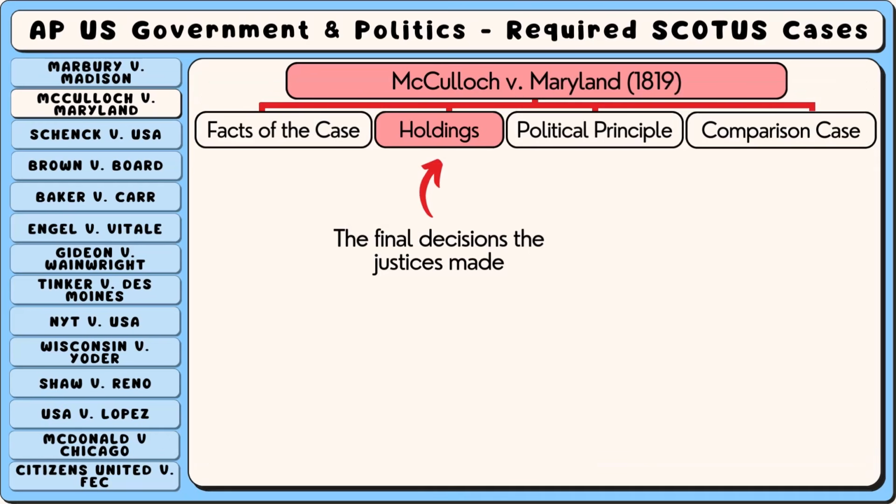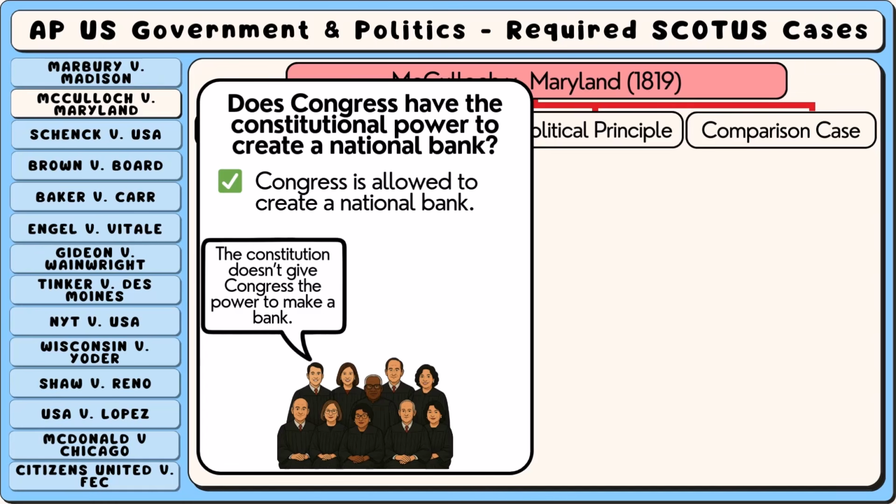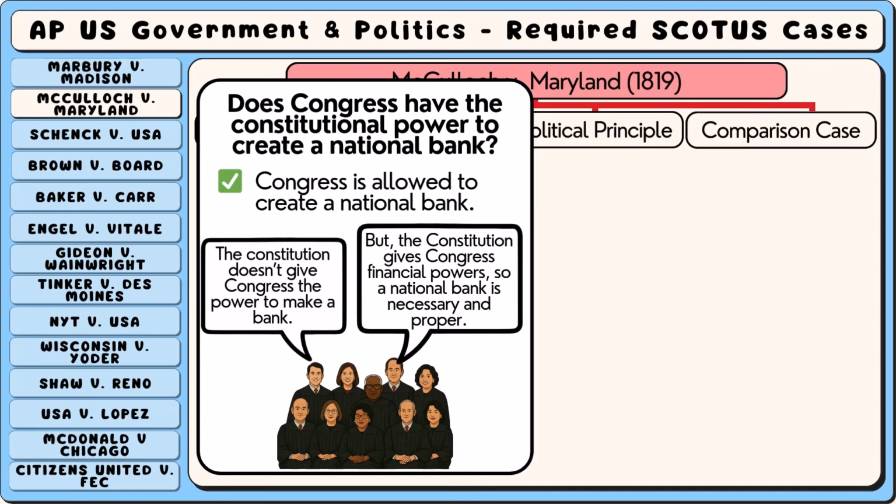So let's look at the court's holdings, meaning the final decisions the justices made, and the constitutional clauses they used to reach those decisions. First, the court said that Congress is allowed to create a national bank. The Constitution does not directly say that Congress can create a bank, but the justices pointed to the Necessary and Proper Clause, which allows Congress to pass laws that help it carry out its listed powers. Since Congress already has powers related to handling money, like taxing, borrowing, and regulating the nation's finances, the national bank was considered necessary and proper.